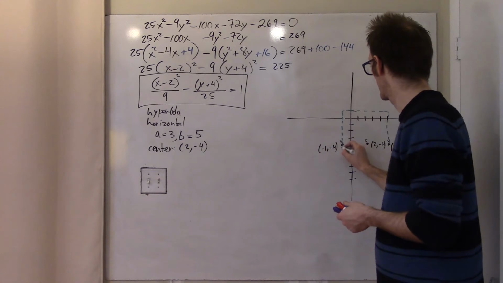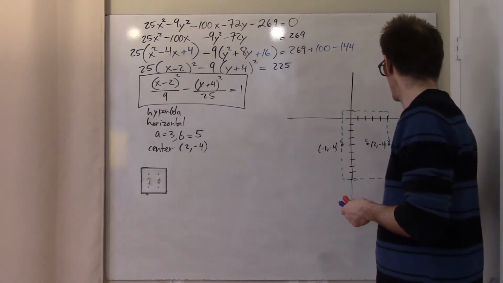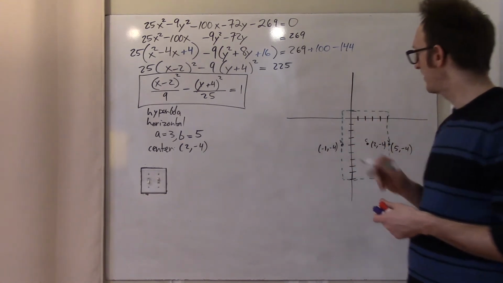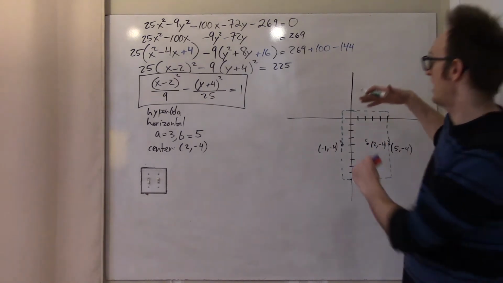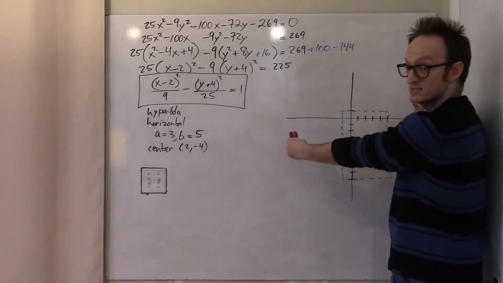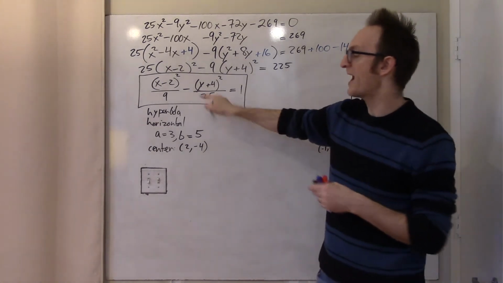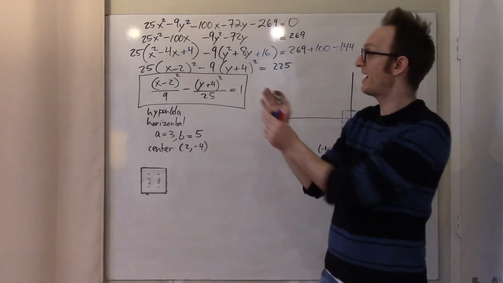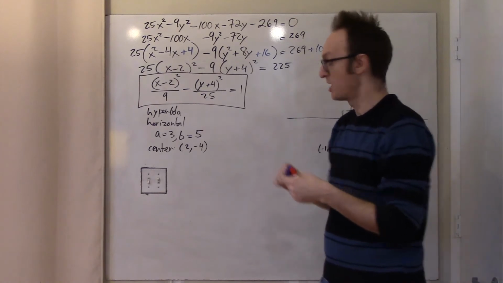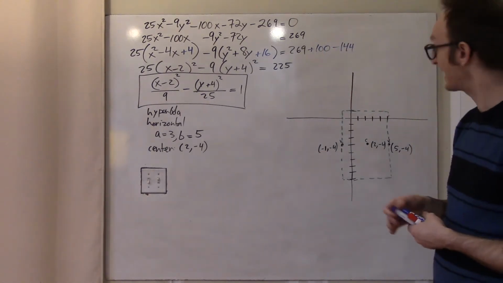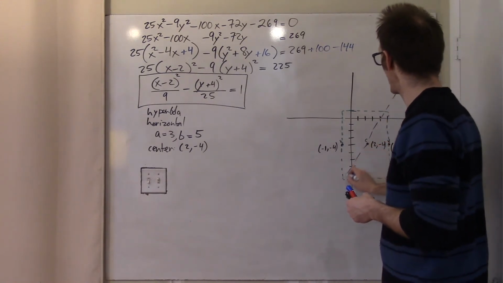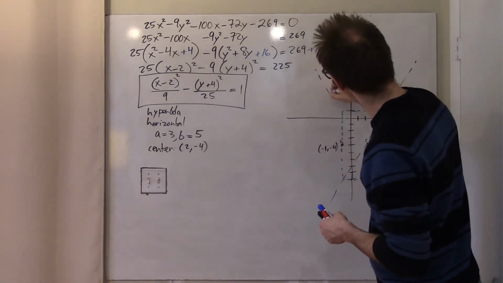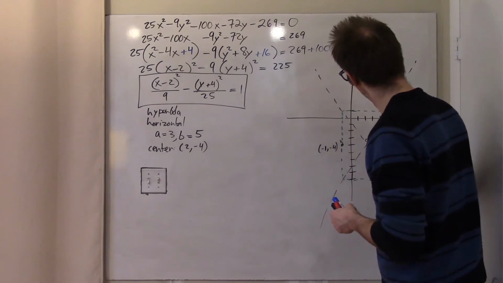And okay, what have I just done? I've just made a rectangle centered at (2, -4), which is 10 high and 6 wide, owing to the fact that y has been stretched out by a factor of 5 and x has been stretched out by a factor of 3. Why make this box? Because the diagonals of this box are the asymptotes of my hyperbola.